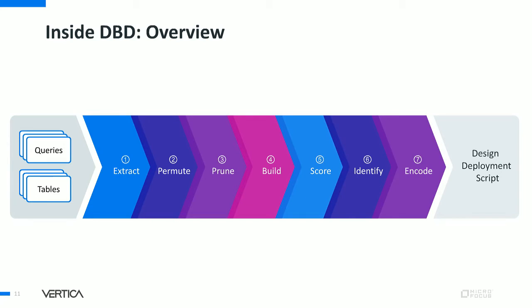DBD is a complex tool, and I have tried my best to summarize the DBD design process into 7 steps: extract, permute, prune, build, score, identify, and encode. What do they mean? Don't worry, I will show you step by step.